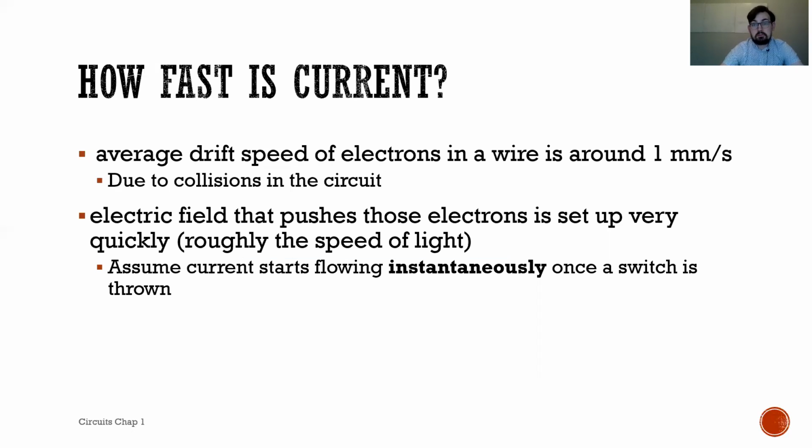How fast is the current moving? The weird thing about current is that the actual drift speed of the electrons, how fast they move through the wires, is actually pretty slow, 1 millimeter per second. So why, when I hit the lights in my room, do my incandescent bulbs come on right away? Well, the reality is that the electric field that pushes those electrons along moves very quickly.